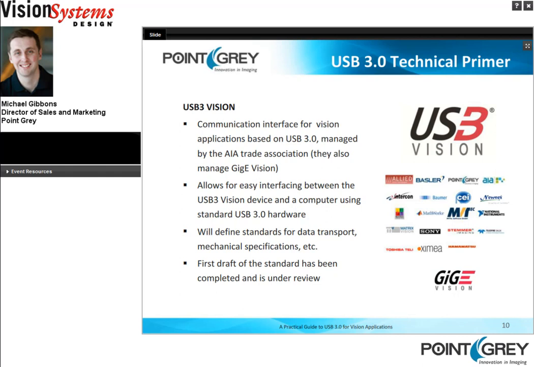That said, USB 3 Vision will not specify how to handle incoming USB 3.0 data packets. That's the job of the actual USB 3.0 spec. That said, USB 3 Vision will specify that USB 3.0 bulk transfers be used for data streaming. There's a bit of a fine difference there between the USB 3 Vision spec and the actual SuperSpeed USB specification. The first draft of the USB 3 Vision standard is being completed and is currently under review.